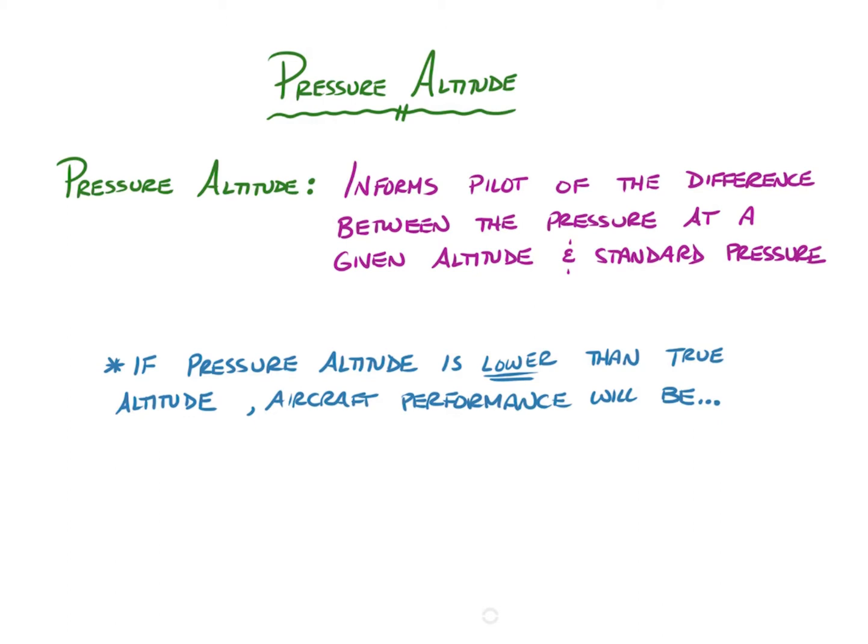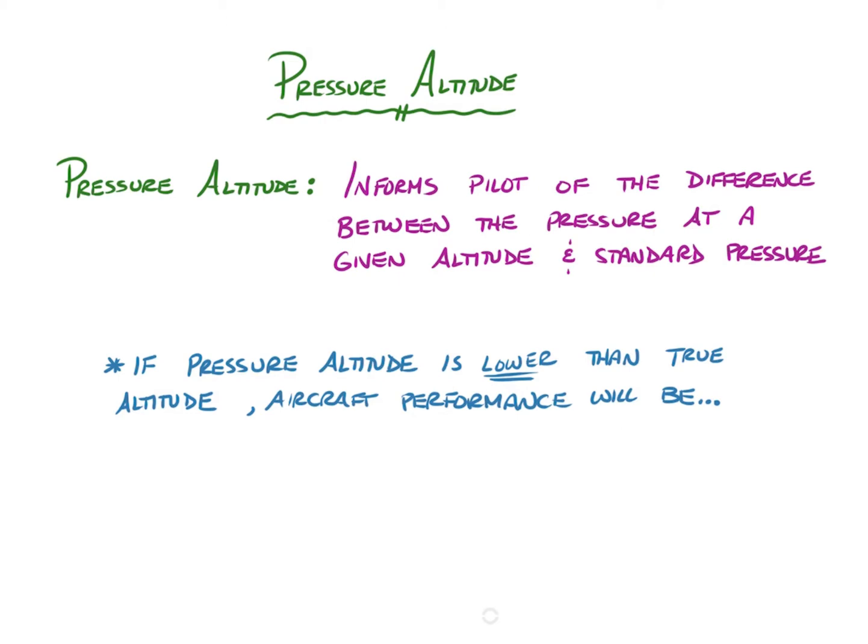So in general, if the pressure altitude is lower than true altitude, the aircraft performance will be... I want you to think about this for a second and try and figure out if the performance will be better or worse. The pressure altitude being lower than true altitude means your plane essentially thinks that it's flying lower, where the pressure is normally higher.